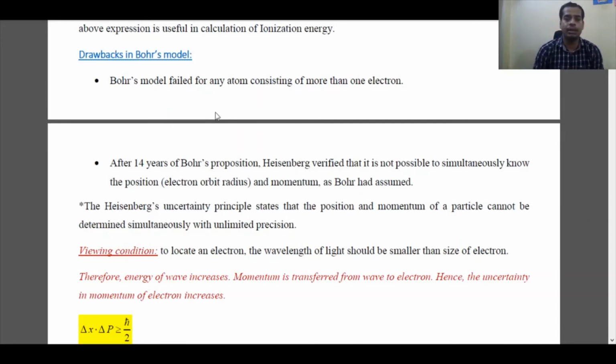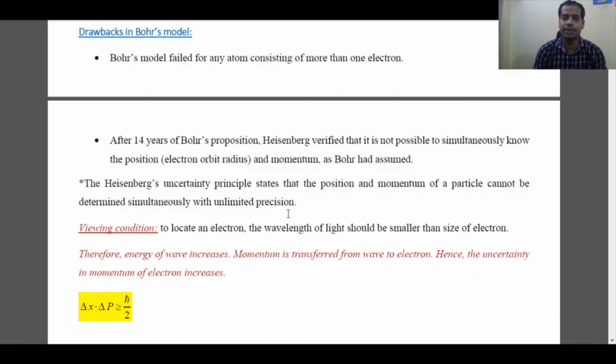Then the second demerit of Bohr's model was, after 14 years of Bohr's proposition, Heisenberg verified that it is not possible to simultaneously know position or electron orbit radius and momentum. Bohr said we can find out radius of orbit in which electron is moving and its momentum. We can find out both simultaneously. We have discussed that now also. But after 14 years of Bohr's proposition, Heisenberg said no, we can't do that. Why that is justified, we'll see.